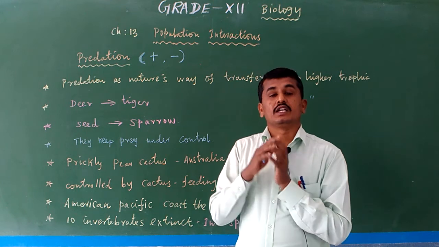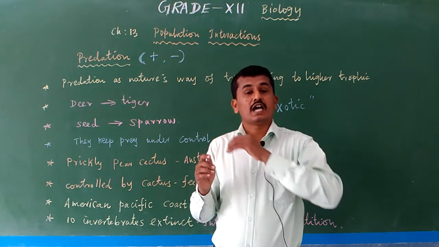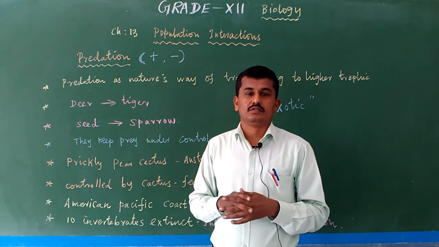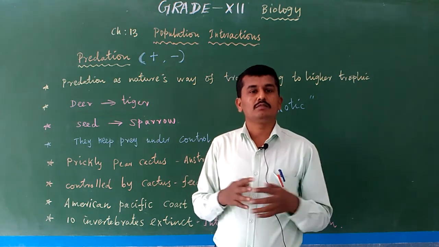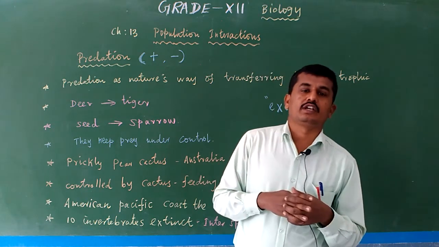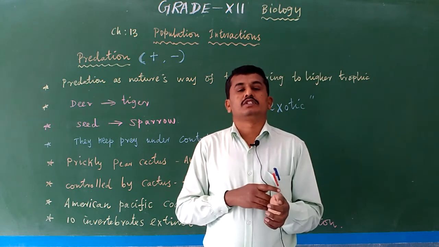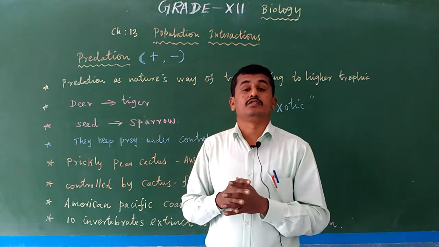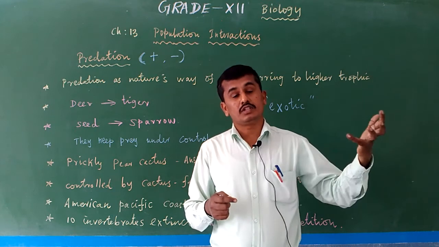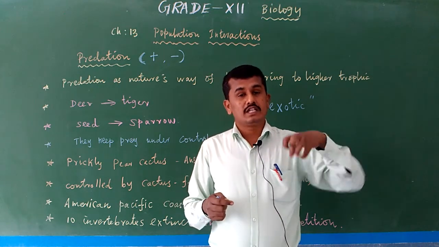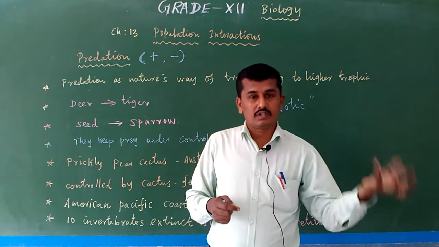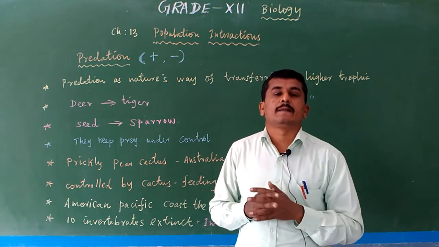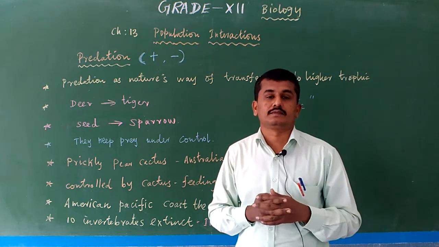But as the deer population increases, other herbivores also increase, because more grass is available. Deer eat grass, and other herbivores also eat grass. So, due to this competition, the deer population slowly decreases, because other species also flourish and eat more grass, and automatically the deer population slowly decreases after several years.